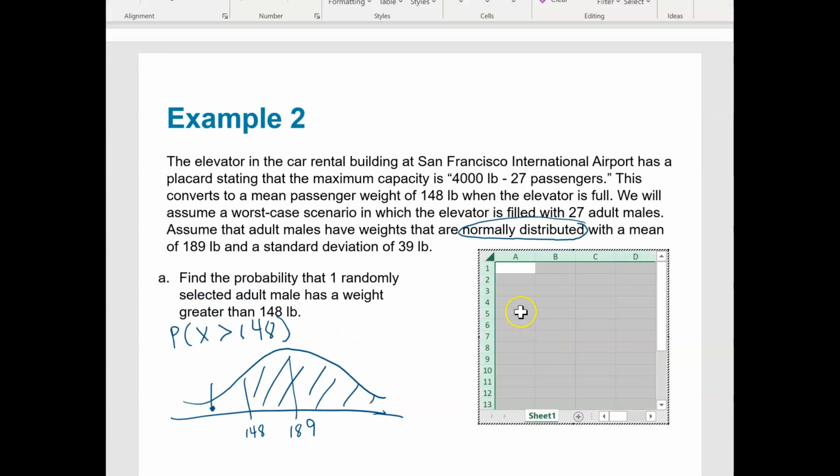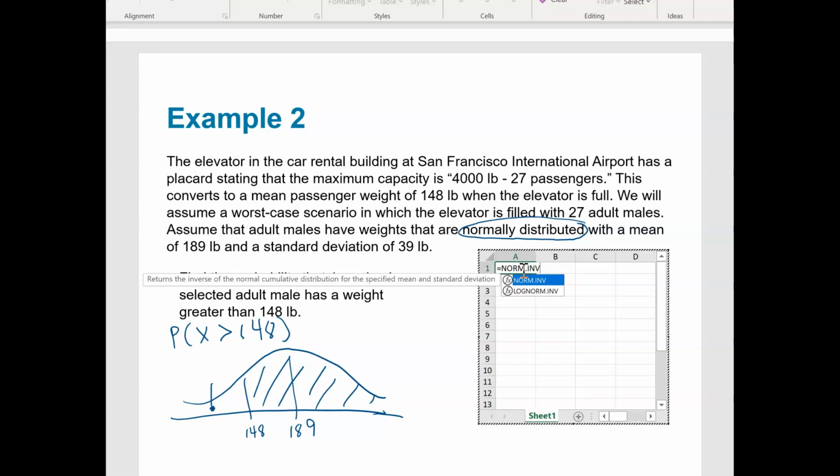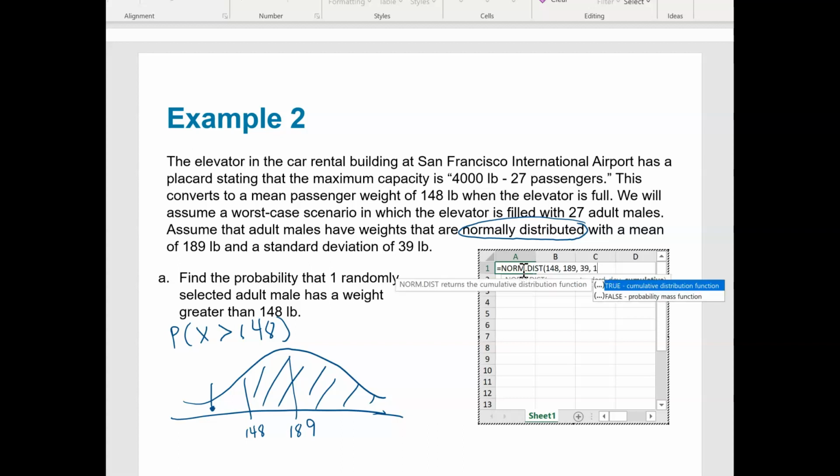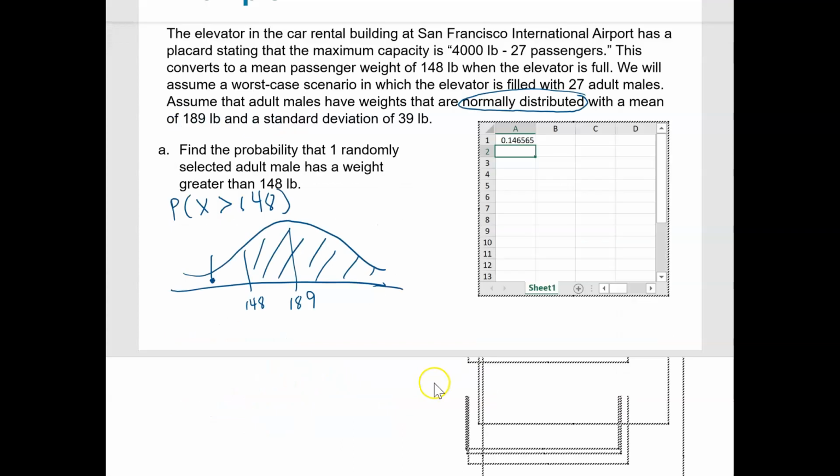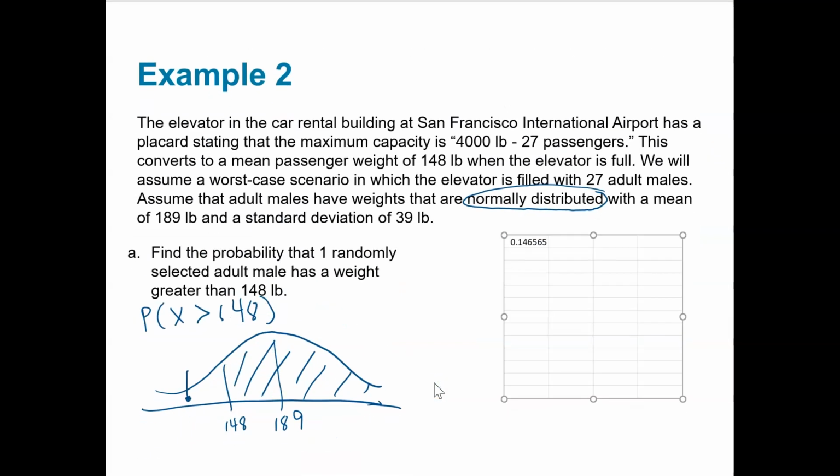If you forget how to use this, just go back to section 6.2 to recall how to type these in. We want the x value. I'm sorry, we want the probability. We know the x value. Our mean is 189. Our standard deviation is 39. And so we get 0.1466. So the probability here is 1 minus 0.1466. When we calculate that, we get 0.8534.